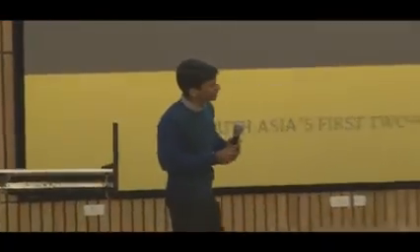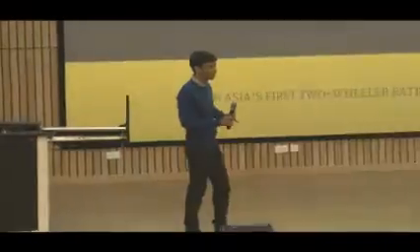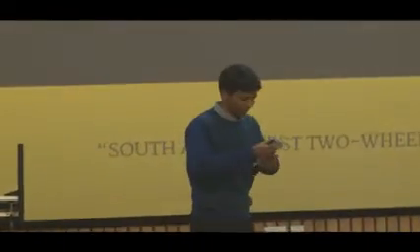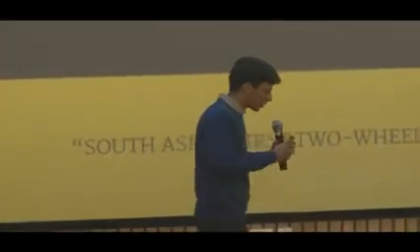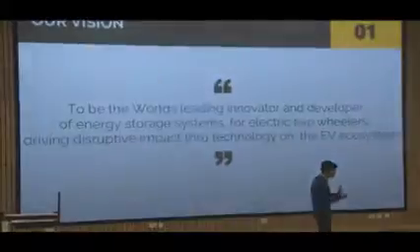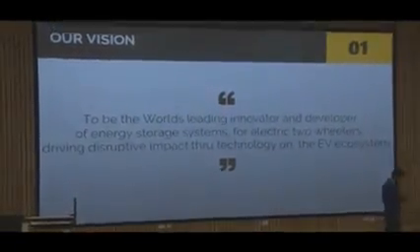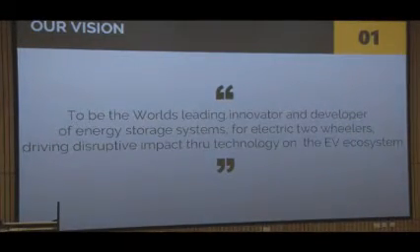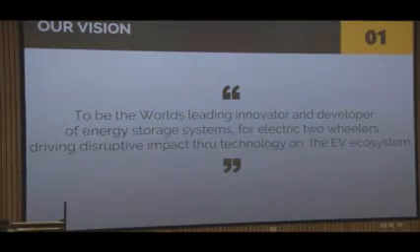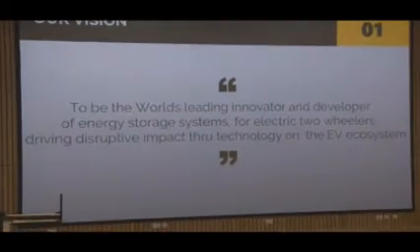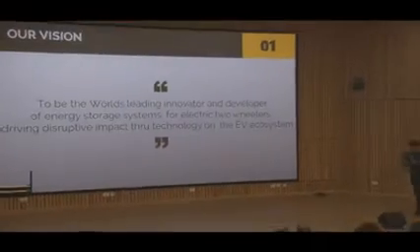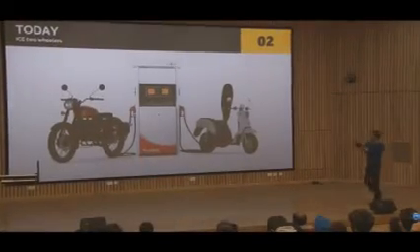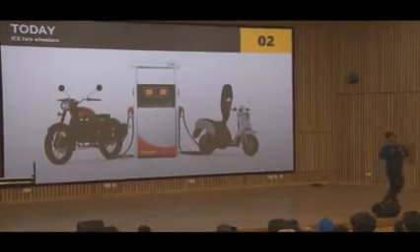I'm Tejas, and Off-Grid Energy Labs, we want to be a technology company in the EV space. So our vision is to lead in innovation and development of energy storage systems, which can ultimately disrupt the EV ecosystem. At present we have started with, you all are aware of the current system of petrol pumps.